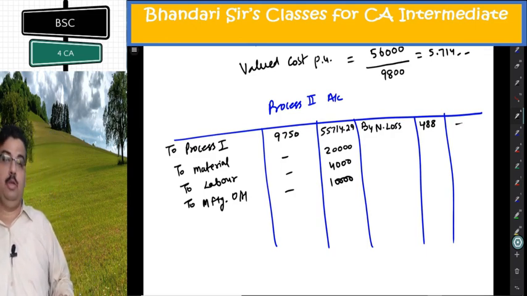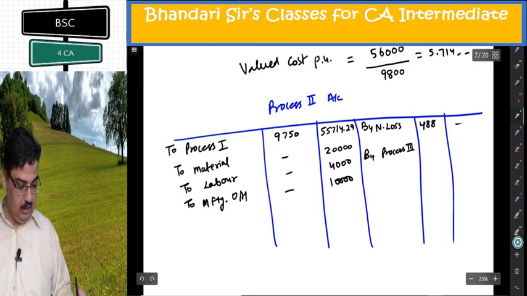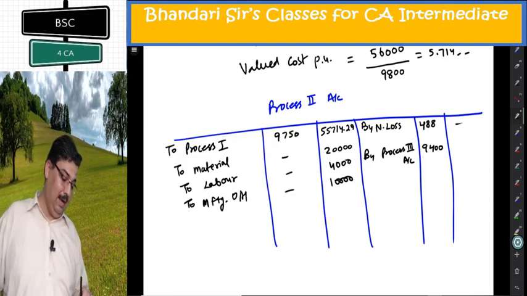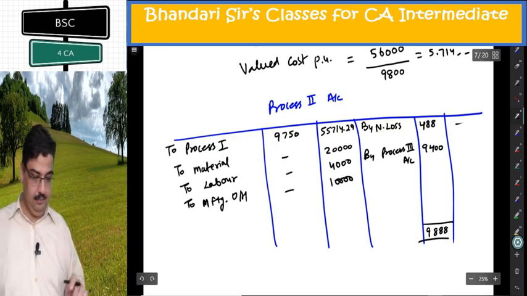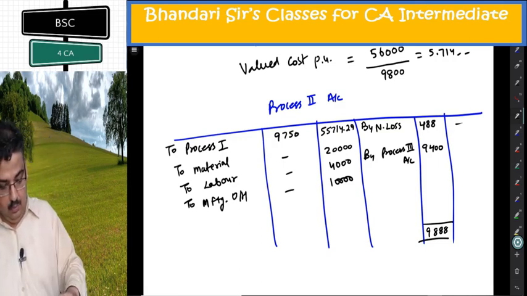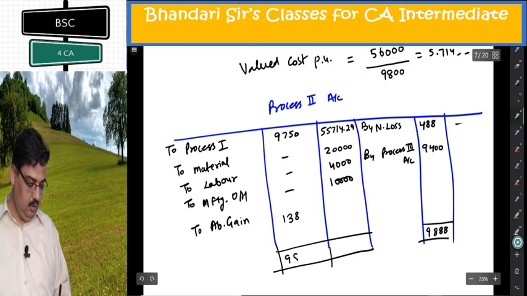Units should be approximated. Now by process 3 account, I am given 9400. So if you note here, the credit side total is more than debit side, 9888 minus 9750. I am having abnormal gain of 138 units. To abnormal gain 9888.